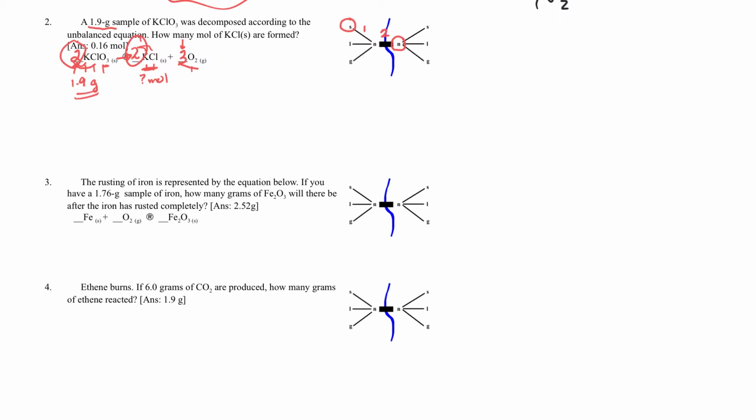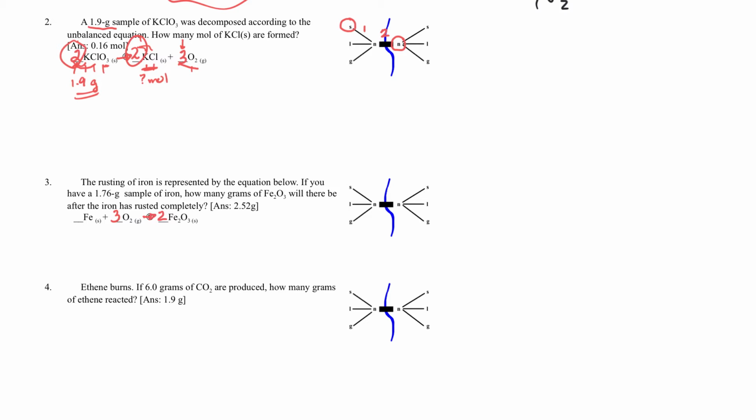Next question. Rusting iron, balanced equation below, or unbalanced. Let's take a look at it. Iron's not balanced. Oxygen, a 3 and 2. Oh, that's a 3 and 2, the 6th thing again. So if I put a 2 here, 6 oxygens. Put a 3 there, 6 oxygens on the left.